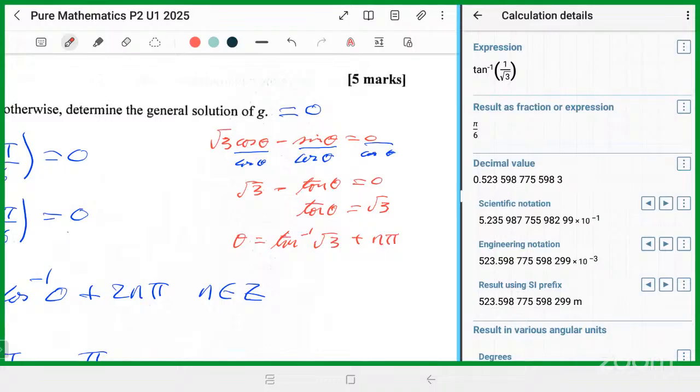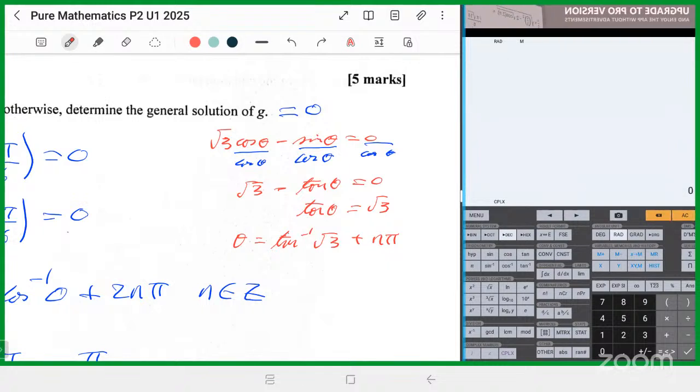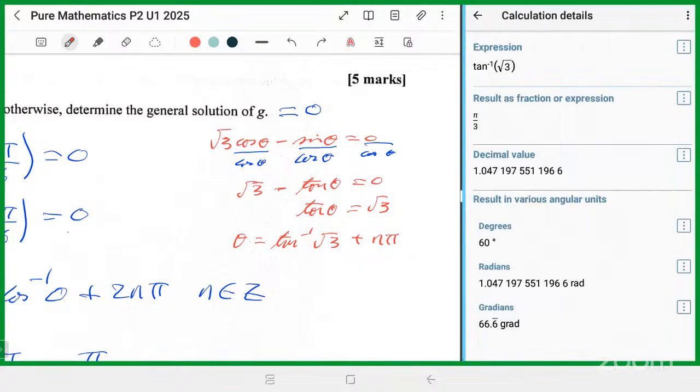Plus n pi. And tan to the minus 1 of root 3 is what? 60 degrees. Yes, it's 60 degrees, or pi by 3. So this one would be theta equals pi by 3 plus n pi, where n is an integer.